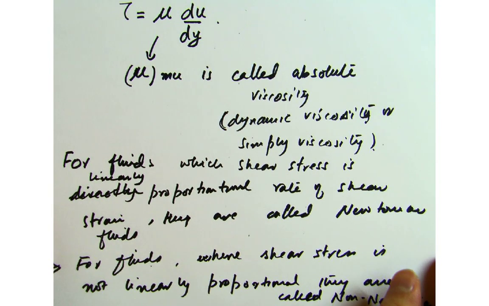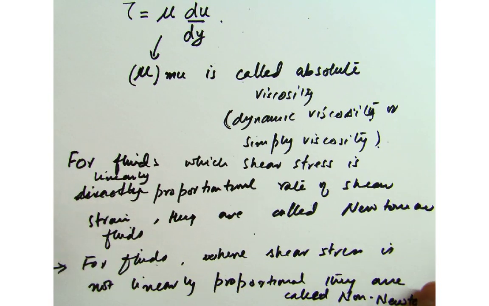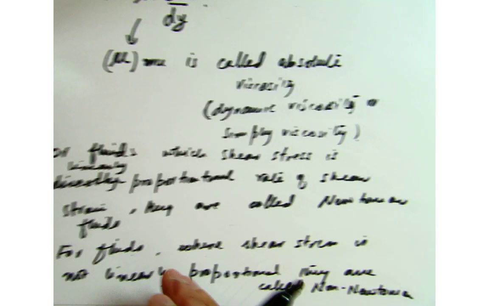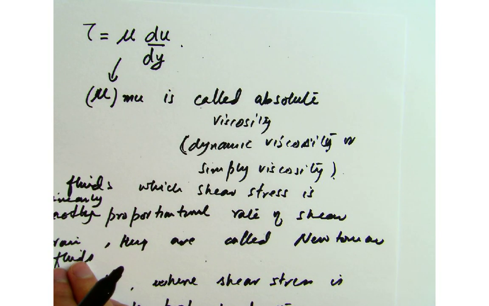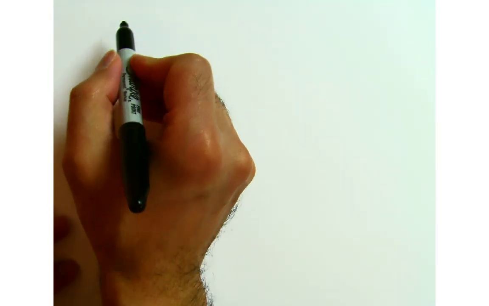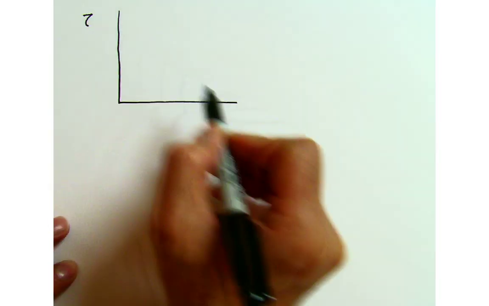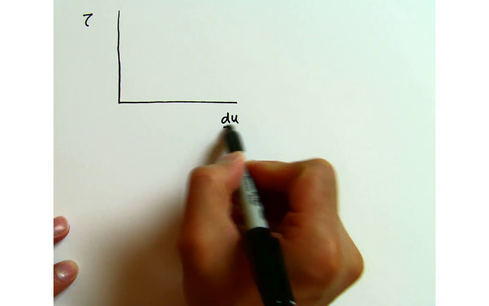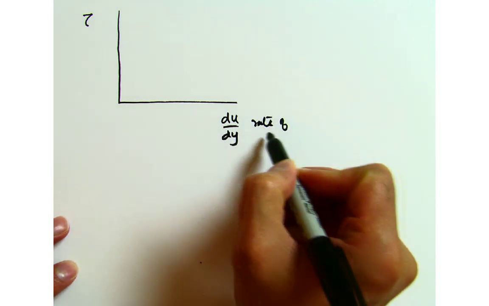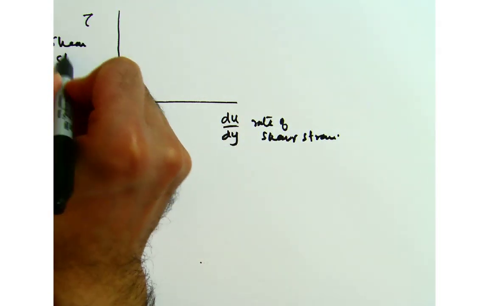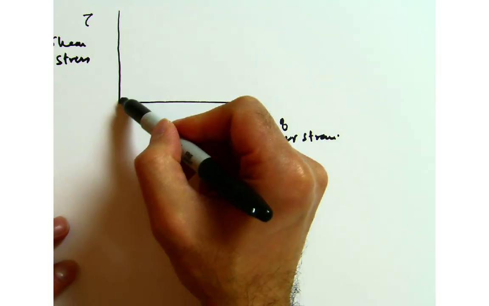And again, this is a very important concept in fluid mechanics to distinguish if the fluid is Newtonian or non-Newtonian. But let's take a closer look at viscosity and the Newtonian and non-Newtonian. First, Newtonian means it is linearly proportional. If I have shear stress on one axis and shear strain, which is du over dy, the rate of shear strain, on the other axis, the line will be linear.